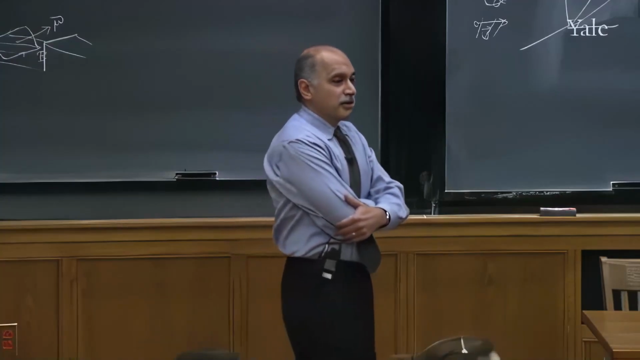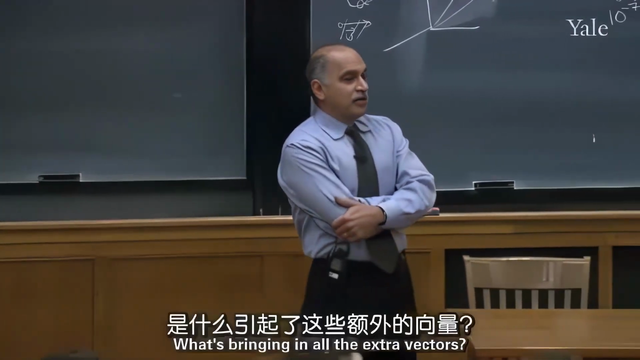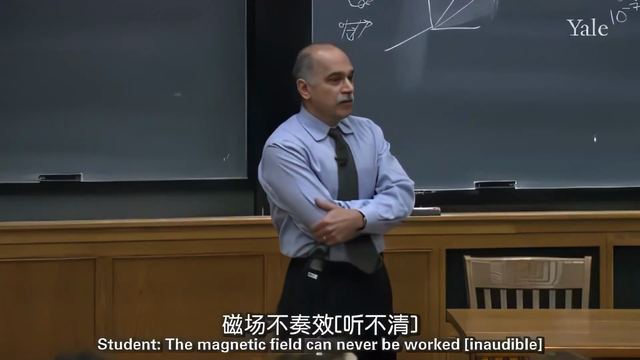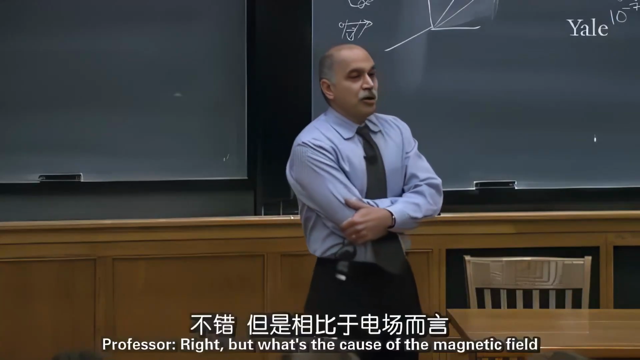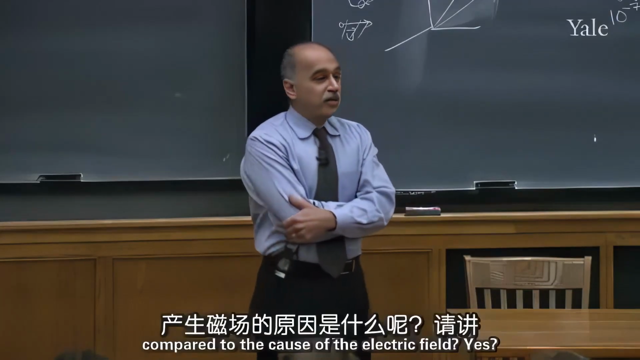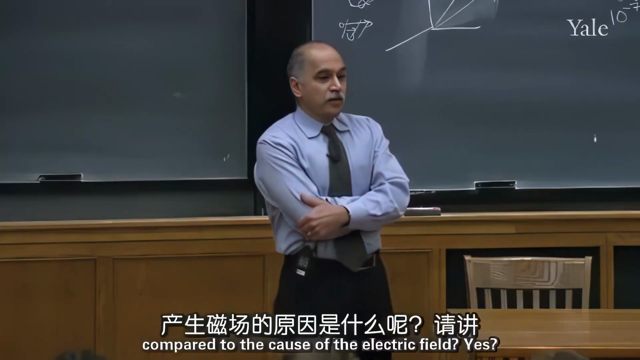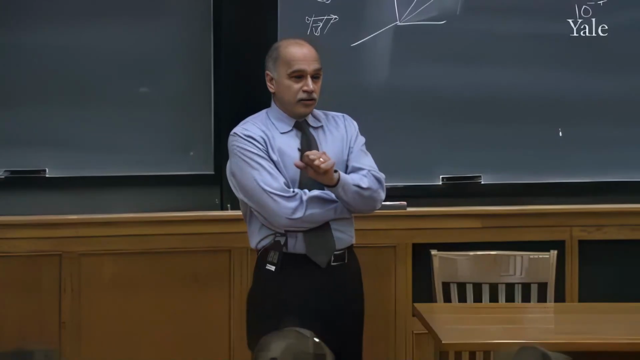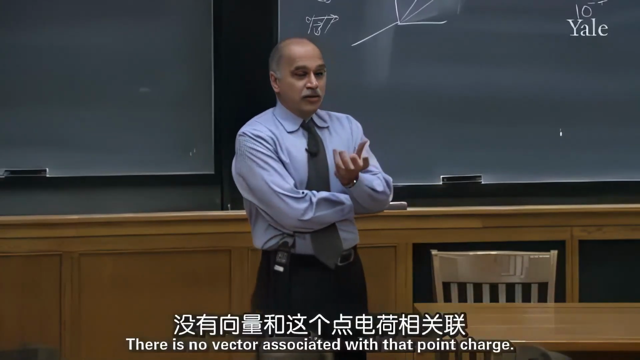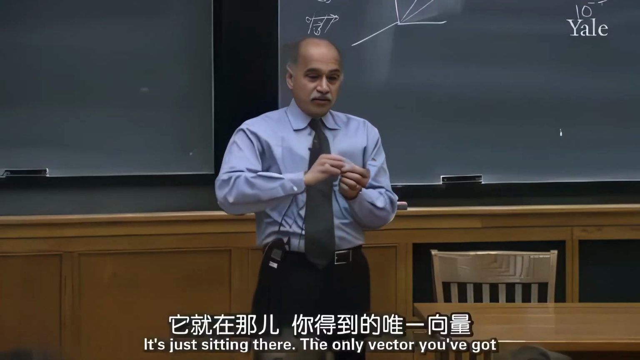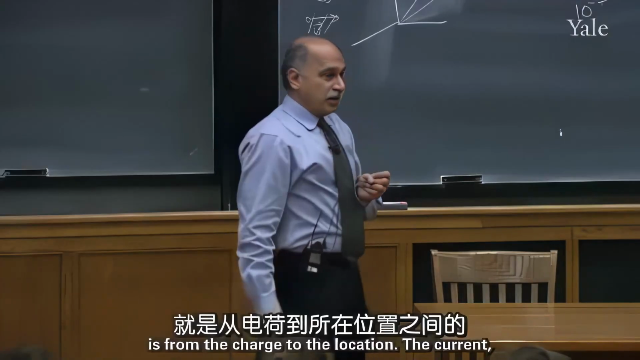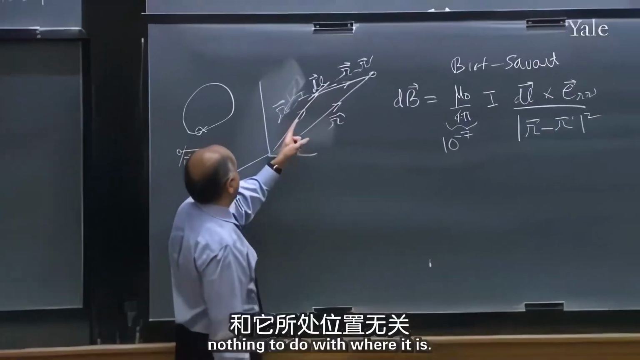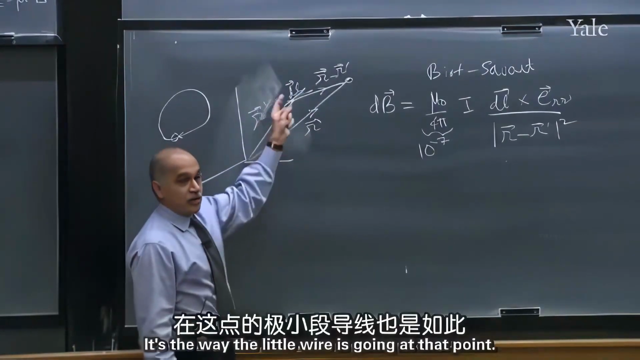What's making it? What's bringing in all the extra vectors? Well, magnetic field can never do work, so it's always perpendicular to it. Right, but what's the cause of the magnetic field compared to the cause of the electric field? Moving charges? Right, but the electric field is from a point charge. There is no vector associated with that point charge. It's just sitting there. The only vector you've got is from the charge to the location. The current, on the other hand, has got its own direction, nothing to do with where it is. It's the way the little wire is going at that point.